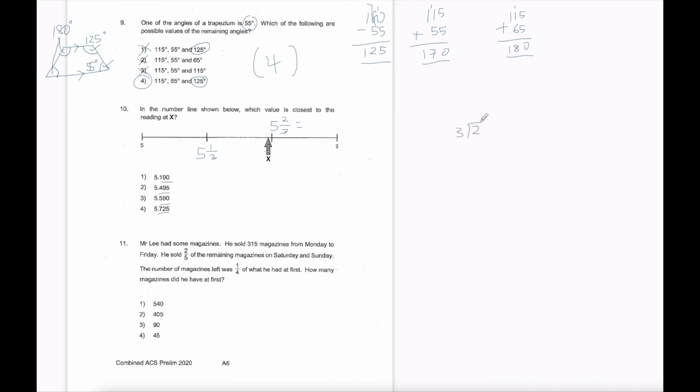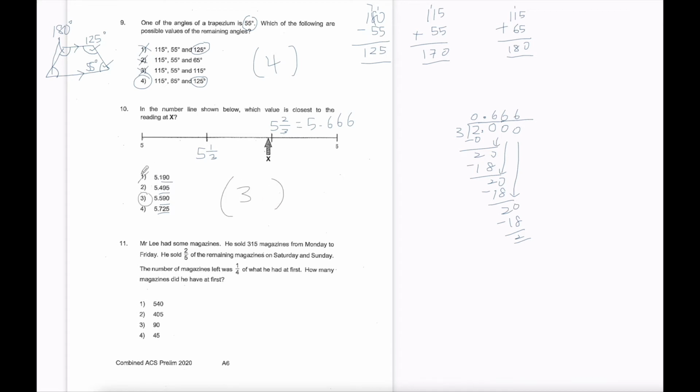So 2 divided by 3, I need to put a 0.0. Seems like I'm going to keep getting 6, okay? So I'm going to stop. So it's 5.666. So my answer will be very close to 5.666, but smaller than 5.666. So the closest will be option 3.